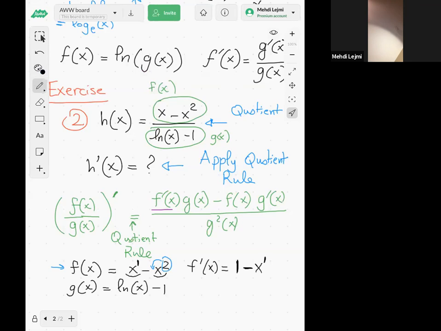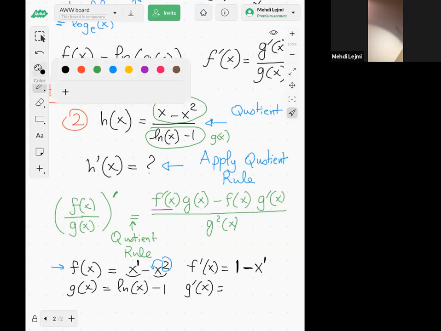Now, what about G prime of X? Well, G prime of X is not a product. It's not a quotient. It's just a subtraction. And again, if you have a subtraction, that's actually good news because you don't really have to apply any rule. All you have to do is compute the derivative of the corresponding function. First I have natural log of X. So what's the derivative of natural log of X? Well, I can check my formula.